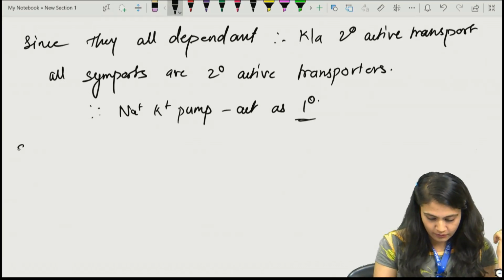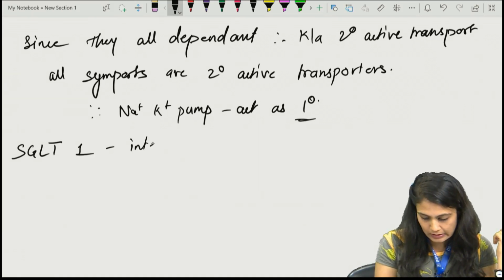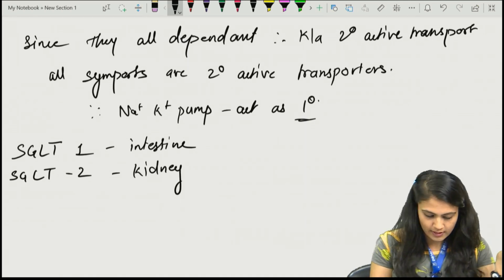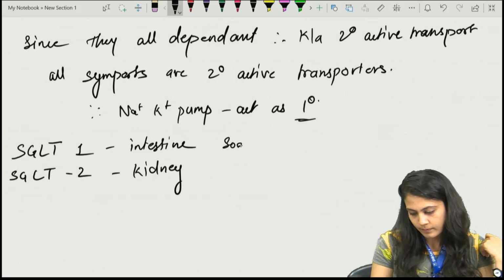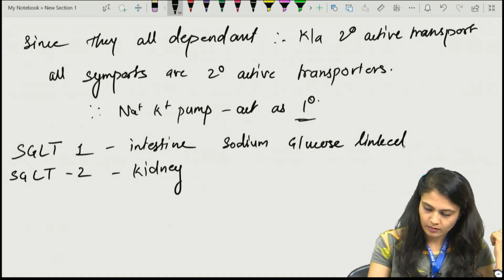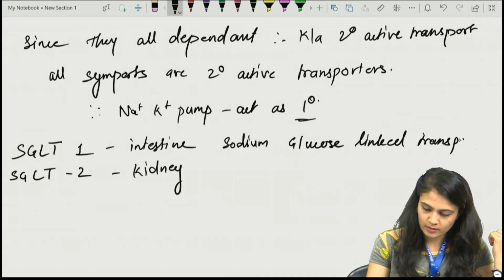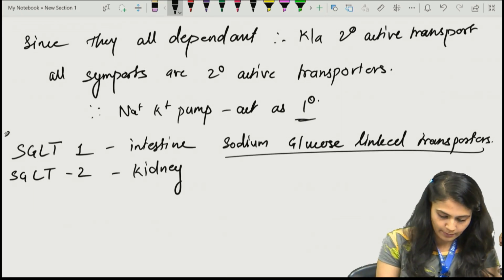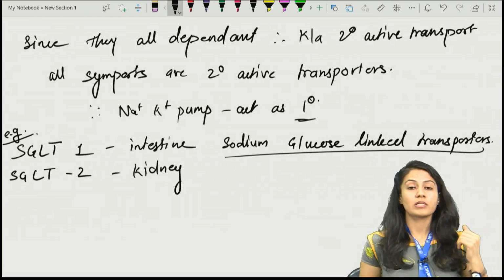If I have to give an example, SGLT, we can give the example of SGLT1, which is present in the intestine of the GIT system, and SGLT2, which is present in the kidney. What is SGLT? It is sodium glucose linked transporters, that is your SGLT. These are examples of secondary active transport.